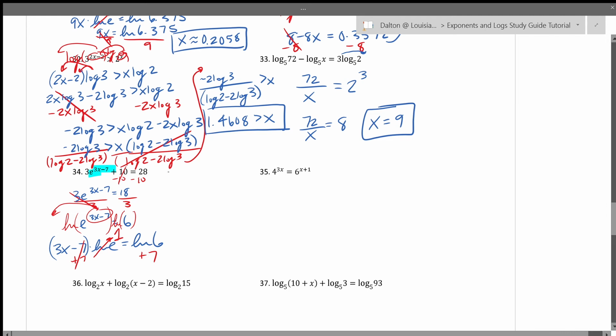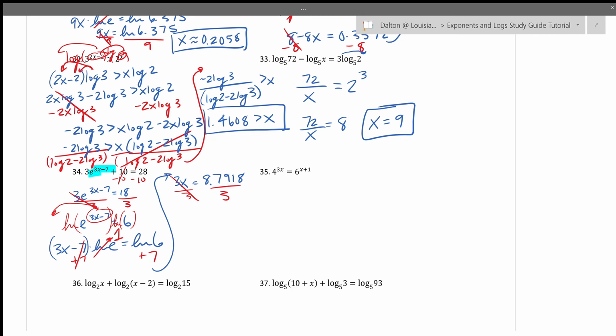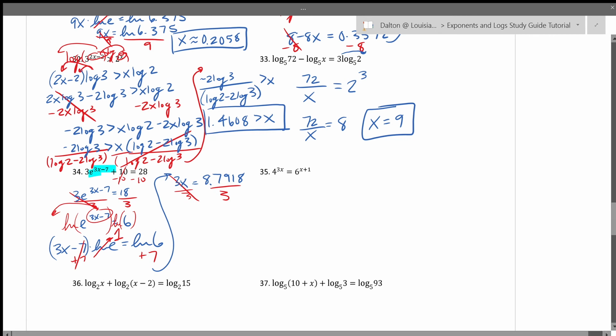So then I end up with, if I move my work, 3x equals the natural log of 6 plus 7, which is approximately 8.7918. And then if I go ahead and divide both sides by 3, to the nearest thousandth, again, keep that long number in your calculator. Just hit divided by 3. You should get that x is approximately 2.9306.